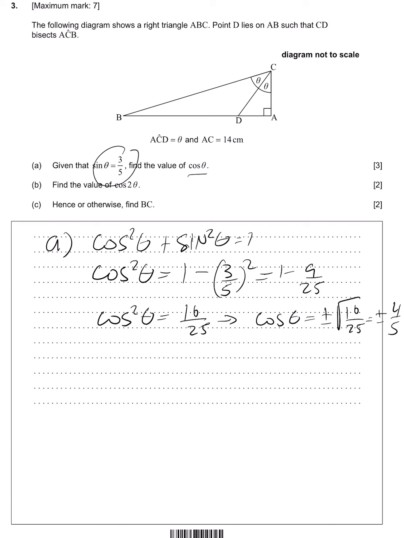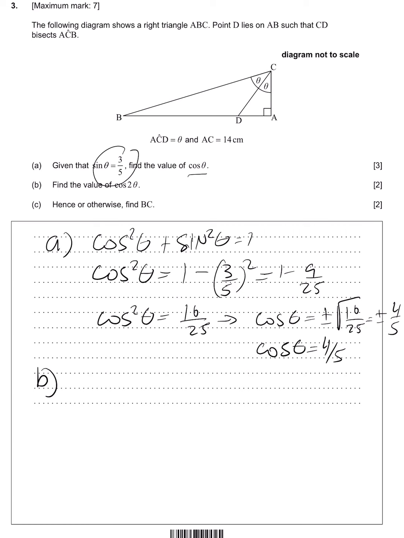Now right here, this angle is clearly less than 90 degrees. So we're in the first quadrant of the unit circle. So cosine theta is going to equal 4 over 5. Okay, now we want the cosine of 2 theta.